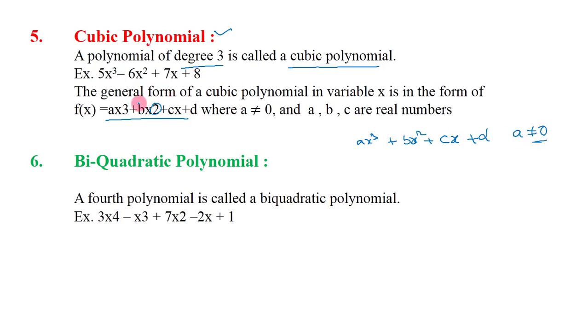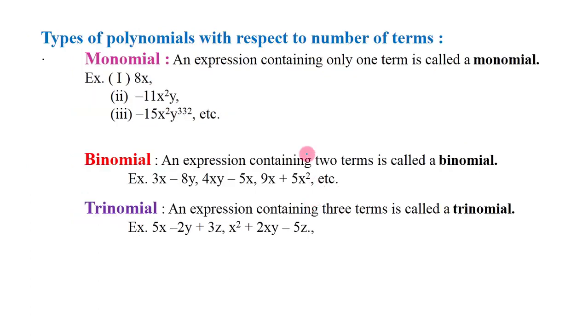Here the power should be this as a power. Okay, it is a typing mistake, so this should be as a power. And the next type of polynomial is the biquadratic polynomial. The polynomial with a degree 4 is called a biquadratic polynomial.